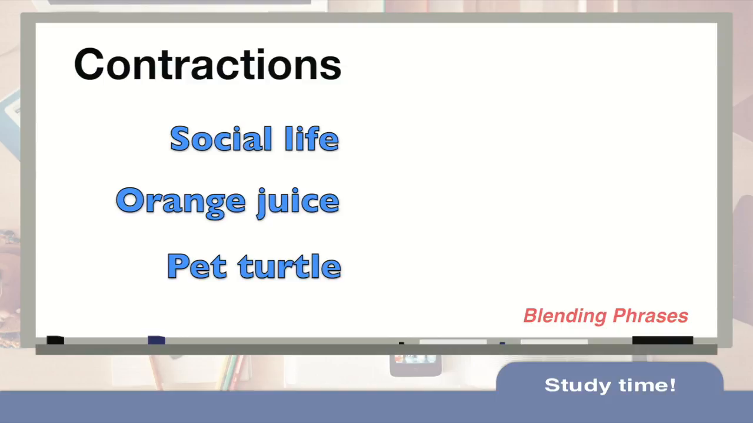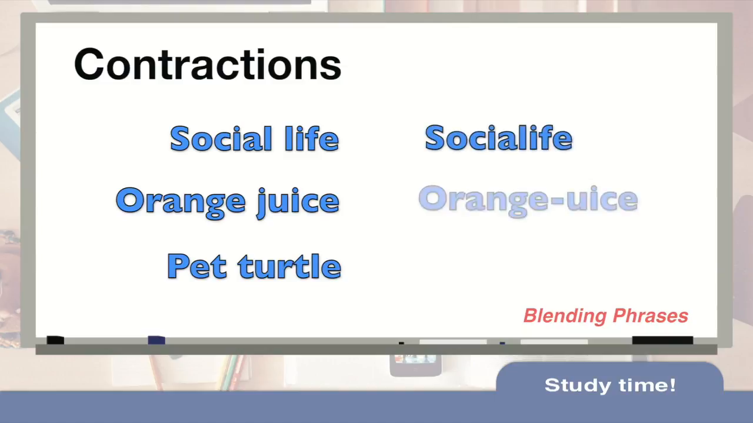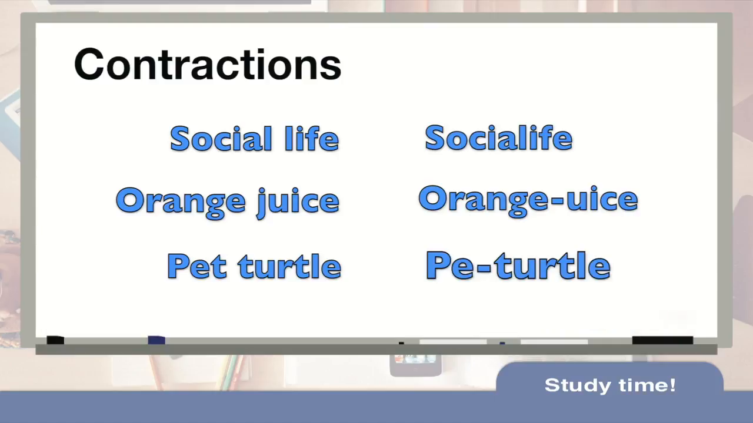Native English speakers will make the joining sound only once, as this speeds up their speech. So instead of social life, we say social life. Orange juice becomes orange juice. And pet turtle becomes pet turtle. It will take some time, but it's a great way to sound more natural, and maybe this is something that you could practice with your language exchange partner.